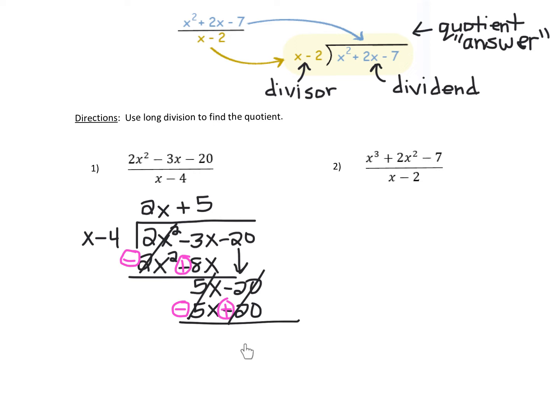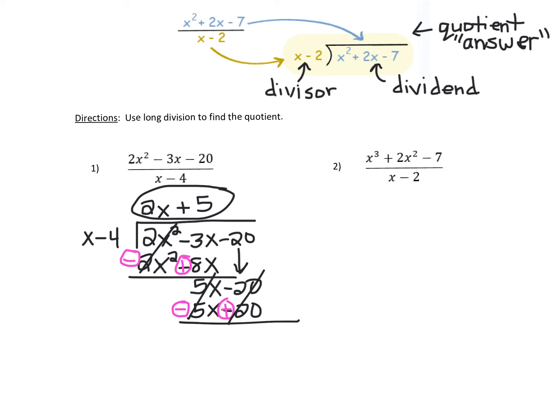Remember when you did long division with numbers, right? Sometimes there was a remainder, sometimes there wasn't. So just to sum up what we did here, when we took the 2x squared minus 3x minus 20 and divided it by x minus 4, our answer, right, the quotient to this problem is 2x plus 5. All right, so now let's take a look at number 2.